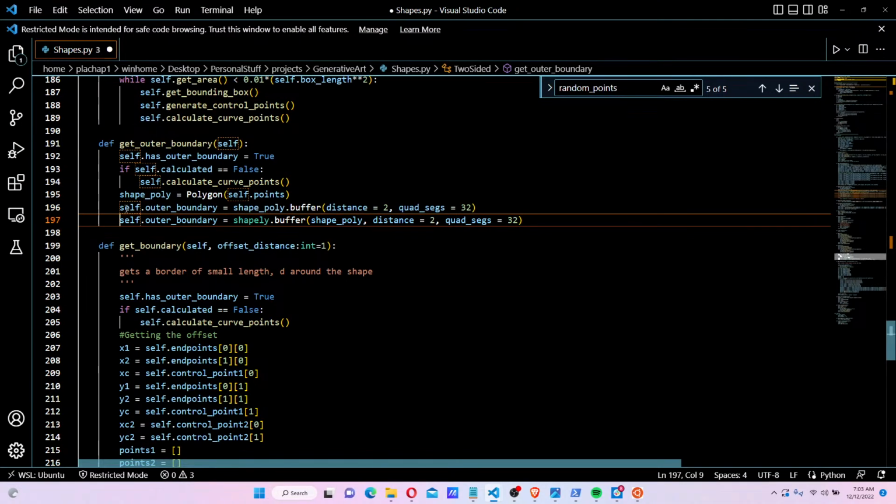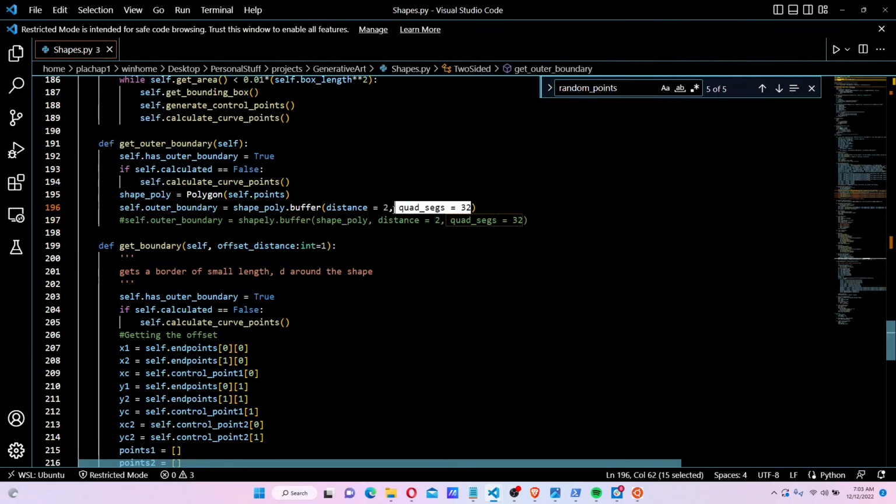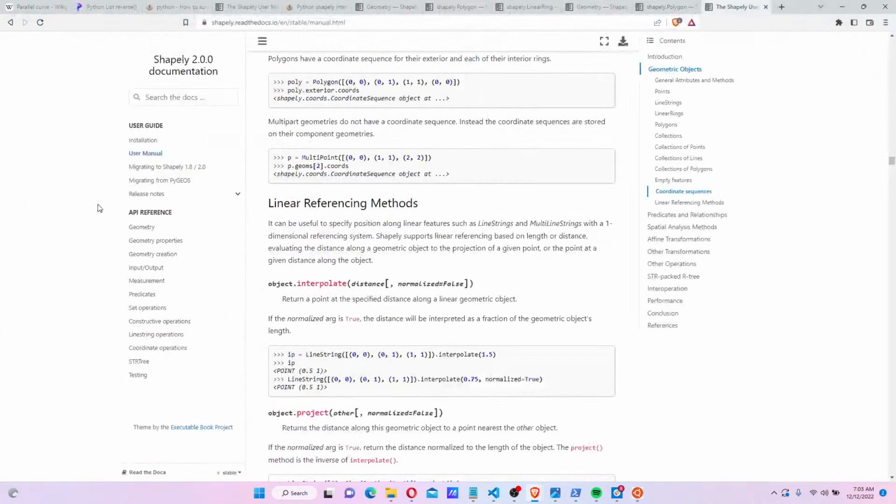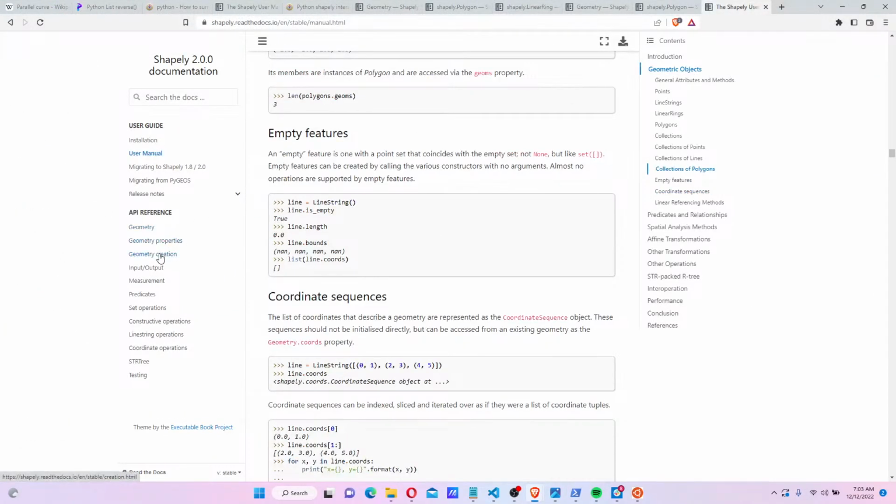So I'm kind of confused about how buffer is done. I wanted to make... okay, let's go to Polygon and look at the methods that Polygon has to offer.